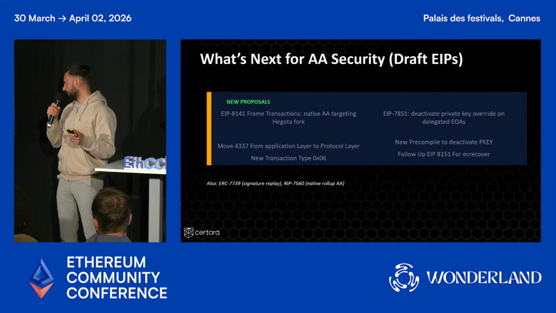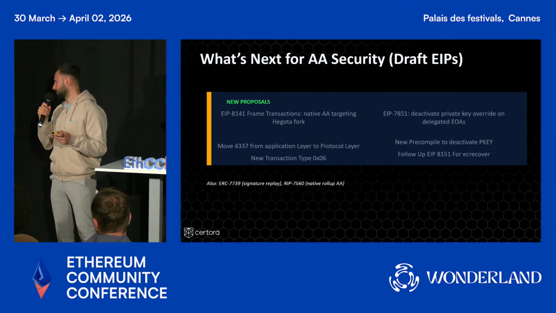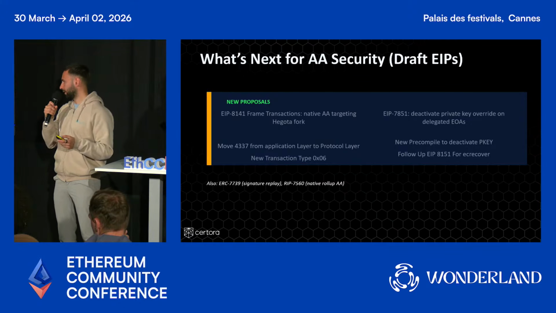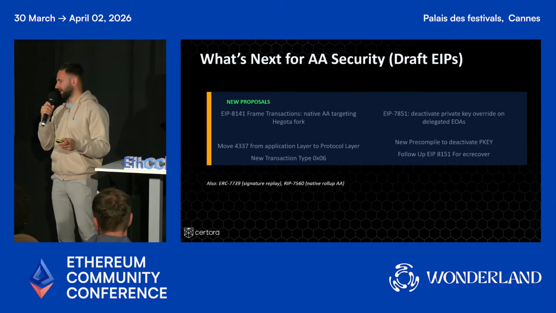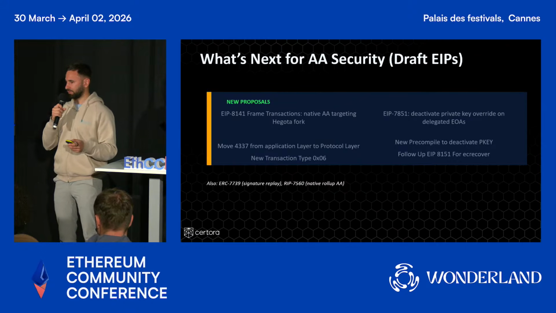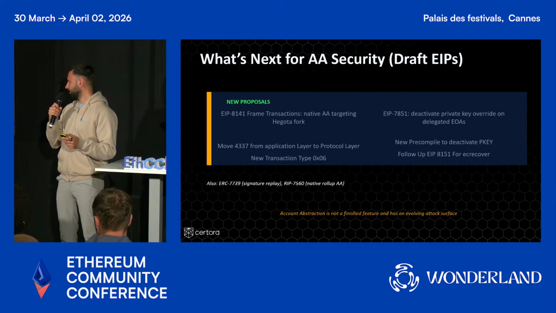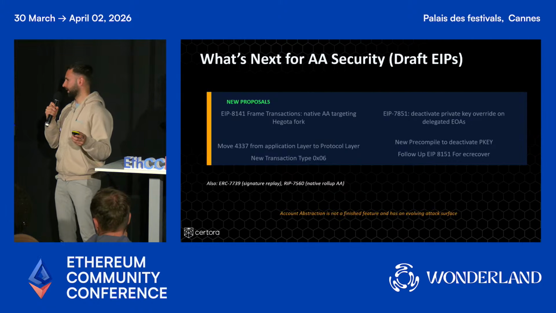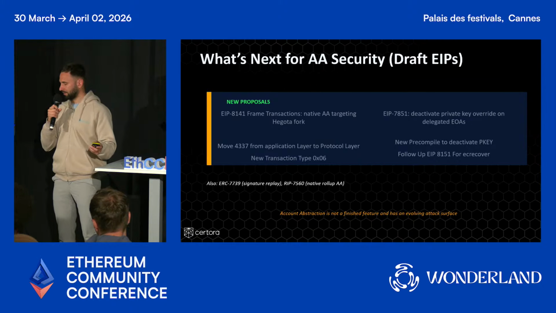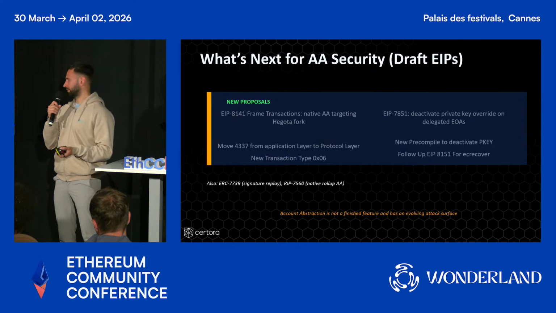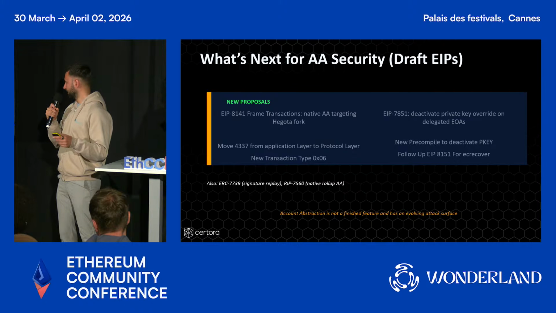And 2 more things worth knowing. The first one is ERC 7739, already used by OpenZeppelin contracts, and RIP 7560, which aims to bring native rollup account abstraction by using 2-dimensional nonce. The key takeaway from this slide is that account abstraction is not a finished feature and has an evolving attack surface. So what we discussed today may not be true in 6 or 12 months.